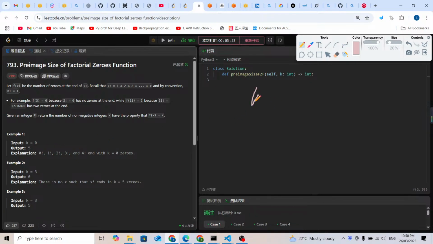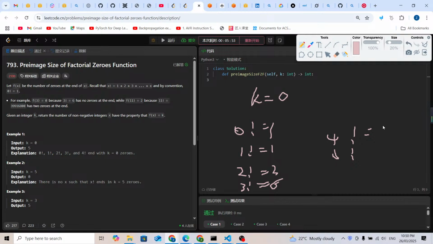If k equals 0, this means how many numbers have a factorial that is some number with no trailing zeros. For example, 0 factorial is 1, there are no trailing zeros. Factorial of 1 equals 1, no trailing zeros. What about 2, 3, 4, and 5? Let's just write that. Factorial of 2, factorial of 3 is 6, factorial of 4 is 24, factorial of 5 is 120.